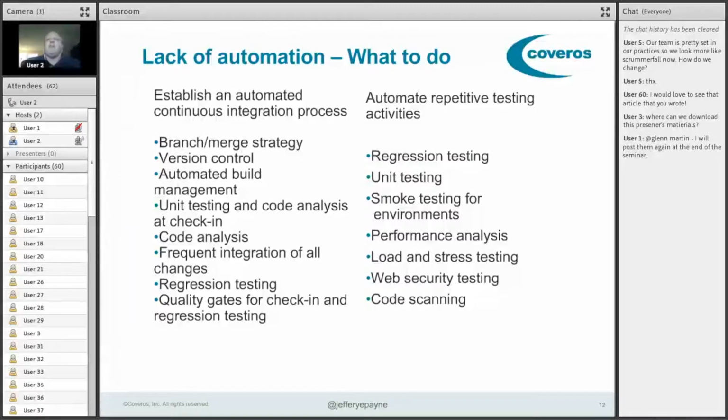And then there's other kinds of testing that are automated and pretty easy to at least run some of during our sprints. Performance analysis, load and stress, web security testing, static code analysis for quality and security. As you get more sophisticated, all of those things can start to be automated, and there's good tools out there to help you automate that stuff.